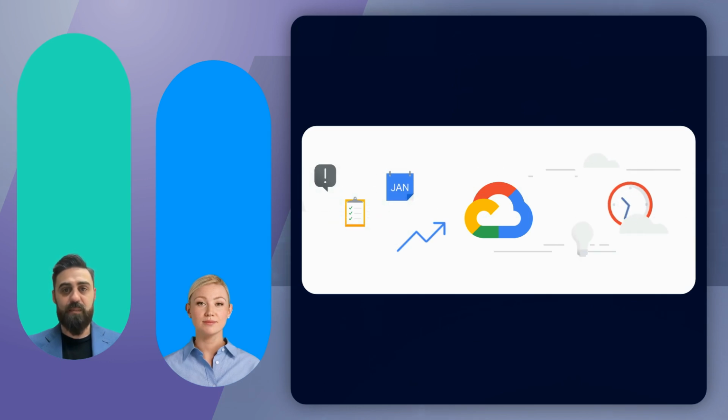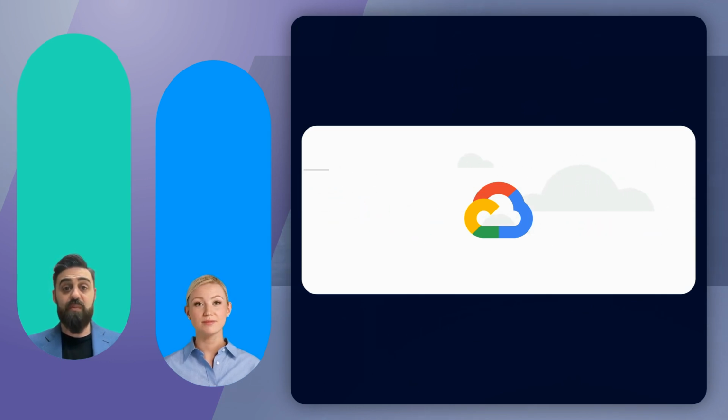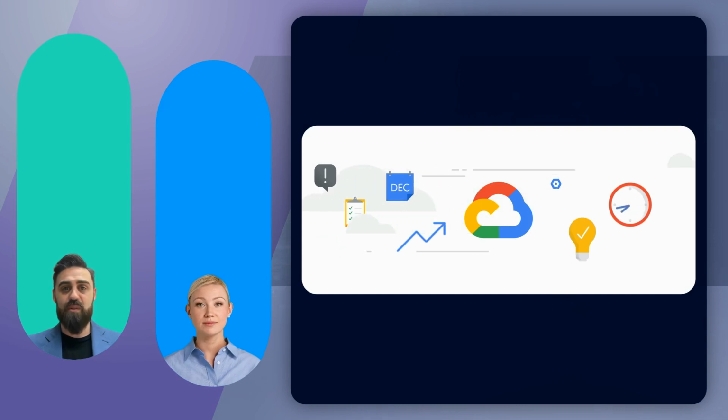Google Cloud Functions is a prime example of FaaS, enabling developers to run code in response to events from other Google Cloud services.